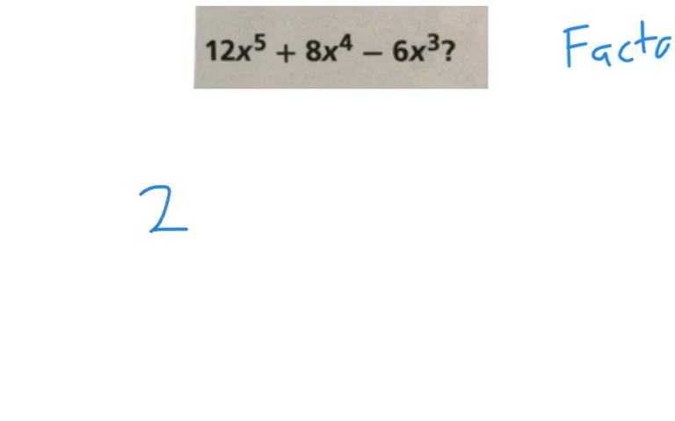Now we also need to look at the variable part. Do they all have a variable that they have in common? X. They all have an x. And so what is the highest power that they all reach? Do they all become x to the 5th? No. Only x to the 3rd is the highest one that they all have in common. So we're going to factor out an x to the 3rd. 2x to the 3rd is my GCF. They all have a 2 in common. They all can reach x to the 3rd.